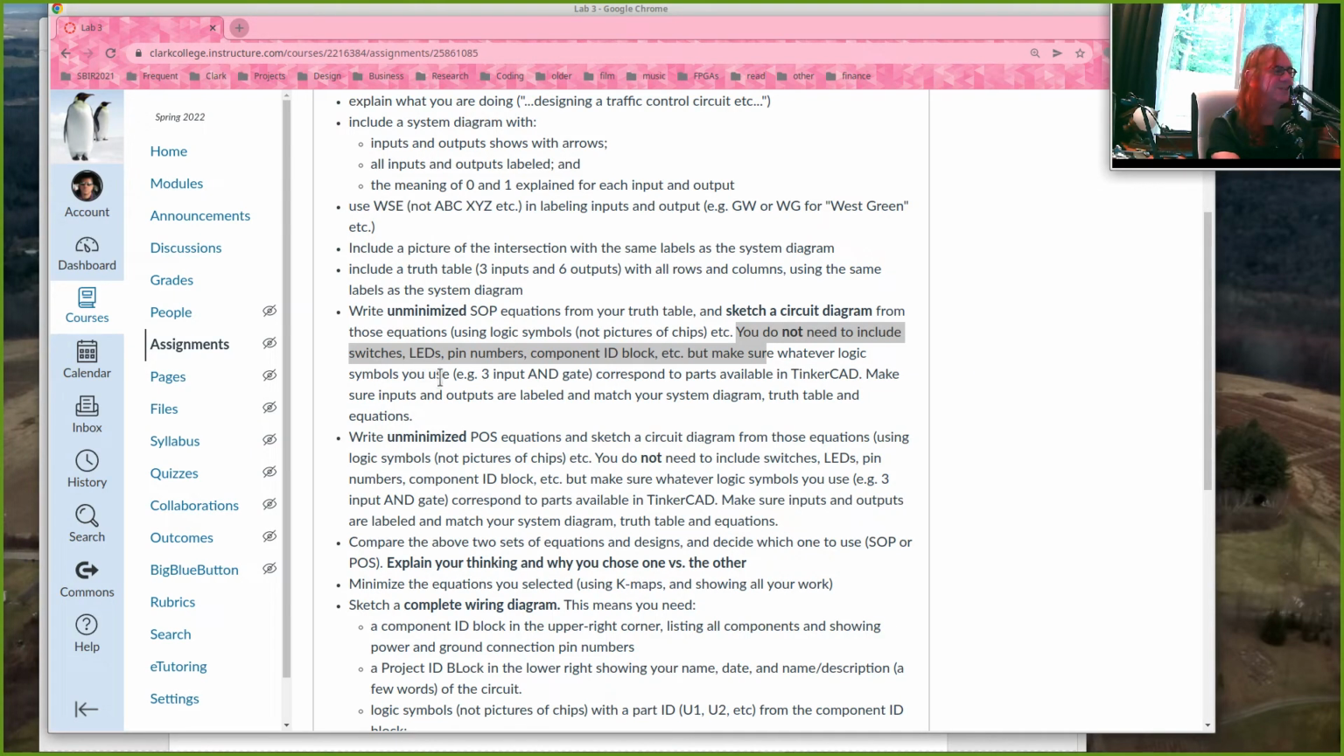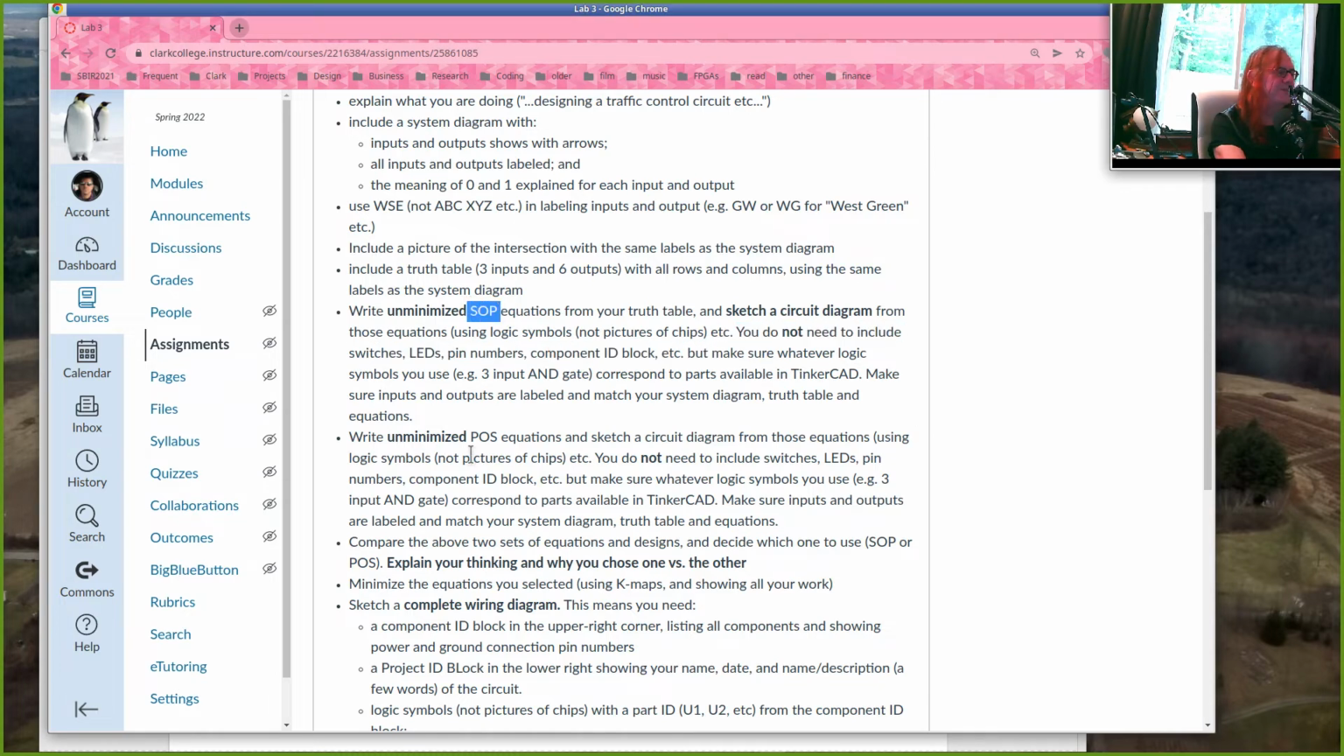Make sure whatever logic symbols you use are parts that are available in Tinkercad. If you need to do an AND of 5 inputs and there's not a 5-input AND gate available in Tinkercad, you can't use that. You've got to break it into, say, a 4-input and a 2-input or something. All right, this is for SOP equations. Do the same thing for product of sum equations, all the way up to and including a circuit diagram. But again, you don't need switches, LEDs, pin numbers, part numbers, all that kind of stuff.